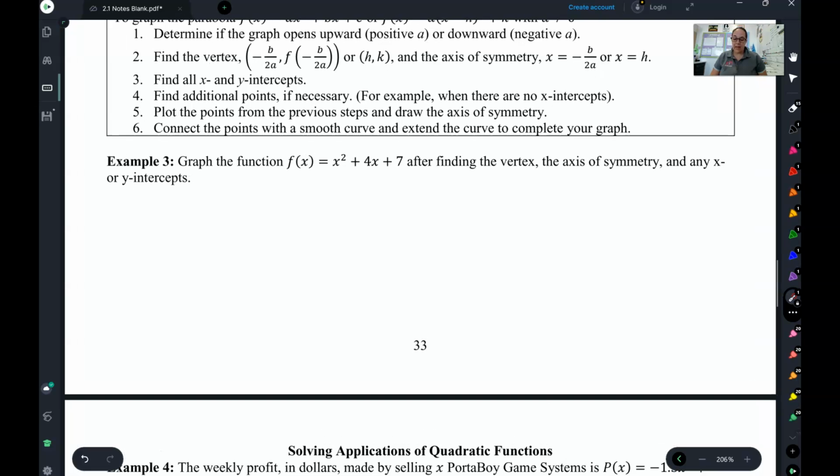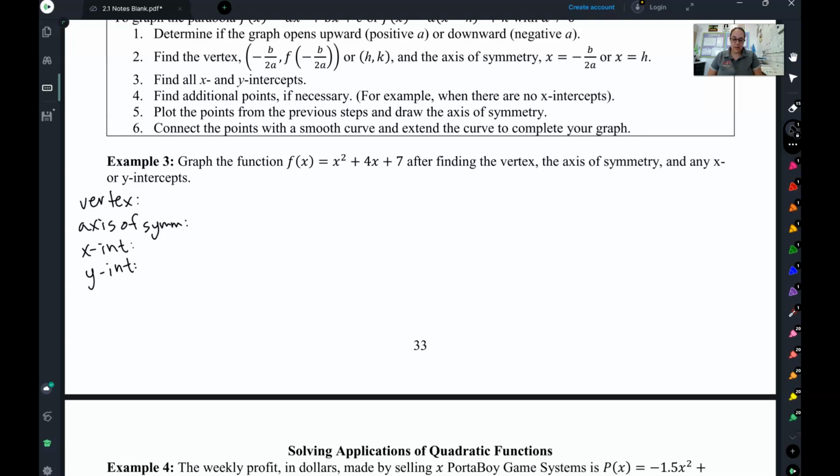Let's do one last example of these. So here's my equation. We still want to find the big four: vertex, axis of symmetry, x-intercepts, and y-intercepts. Now, I want you to practice this one on your own.